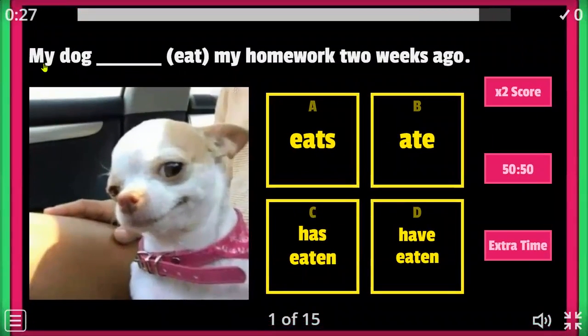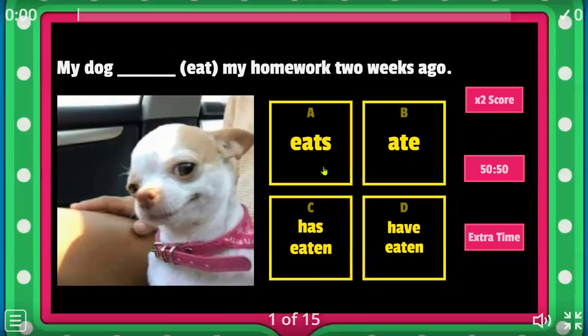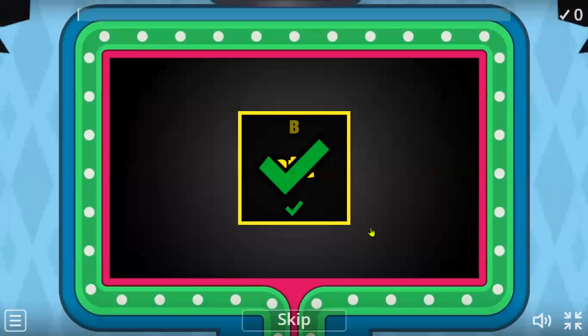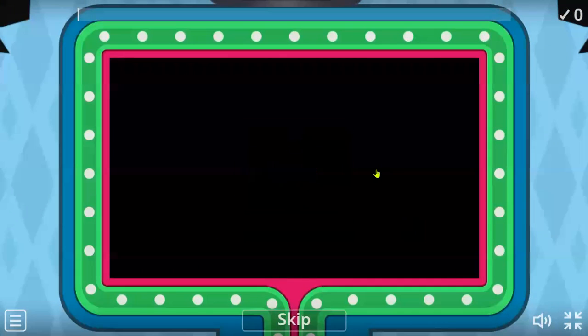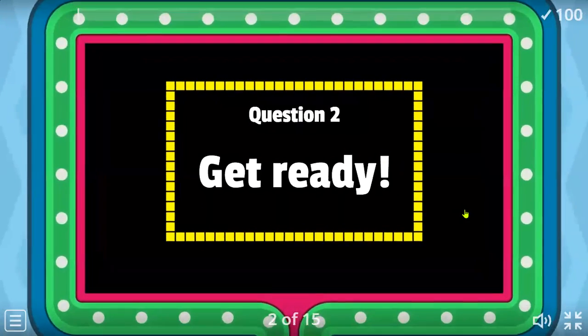Okay, question one. Get ready, get ready. My dog ate. The verb is eat in parentheses. My homework 2 weeks ago. Okay, what is the correct one? My dog ate. Let's see. All right, it is ate because it says 2 weeks ago. Okay, that was correct.